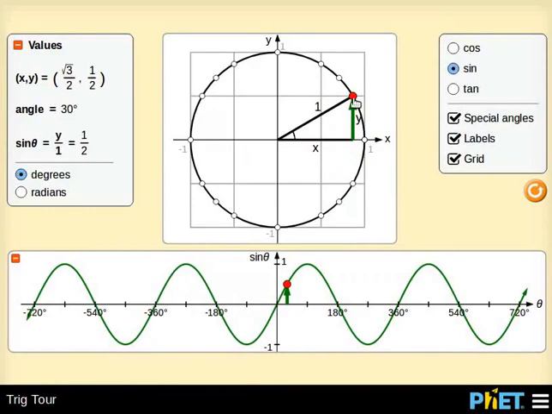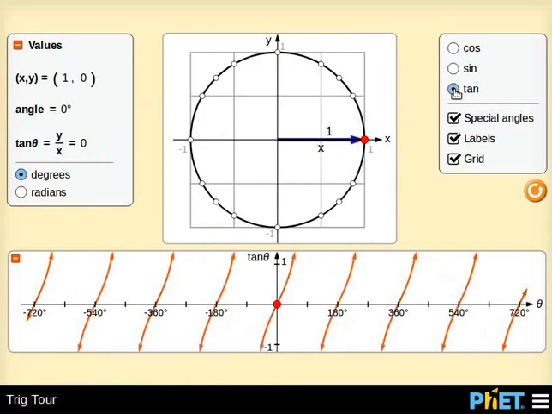Drag the red point back to the x-axis, that is to 1, 0. In the functions box, click tan. When angle theta is 0, tan theta is ratio of the y-coordinate 0 to x-coordinate 1, that is 0.